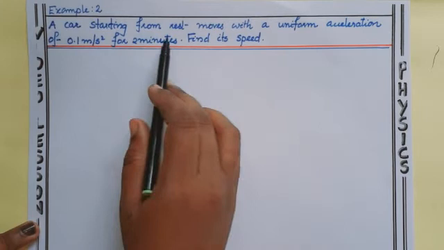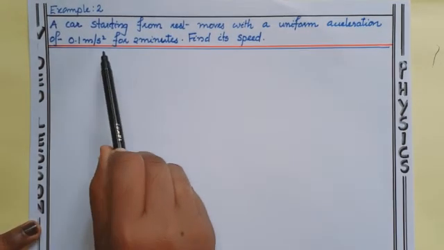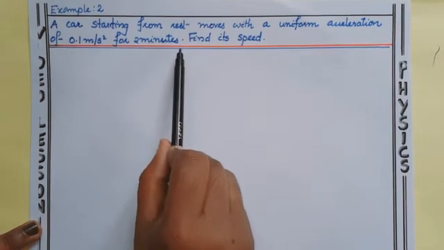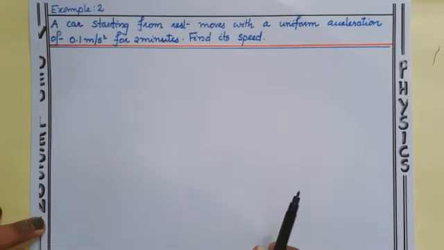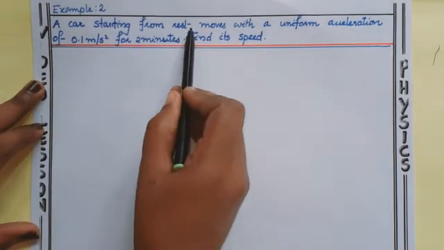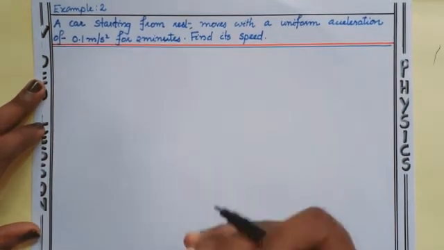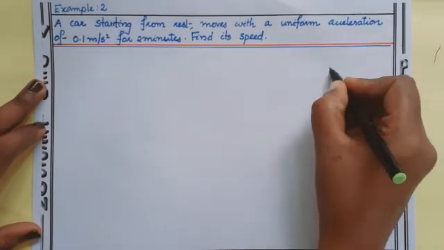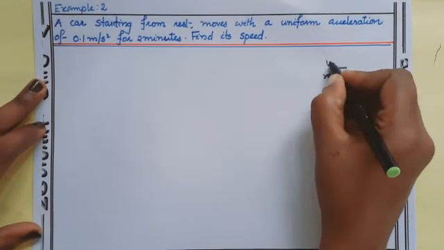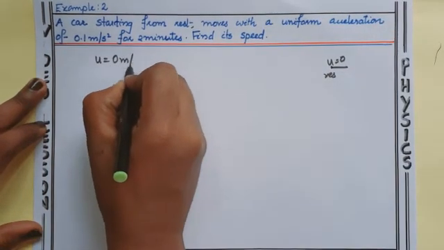A car starting from rest moves with a uniform acceleration of 0.1 meter per second square for 2 minutes. Find its speed. What do you want to find out? Speed. When an object is starting from rest, the initial velocity becomes 0. So here you can write U is equal to 0 meter per second.